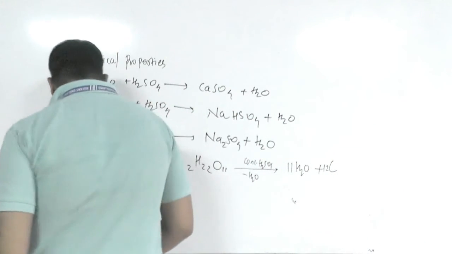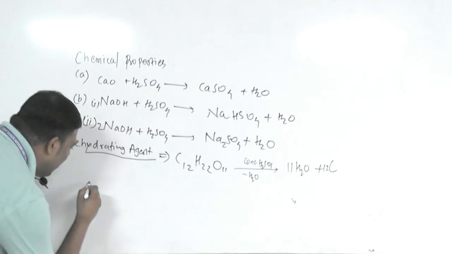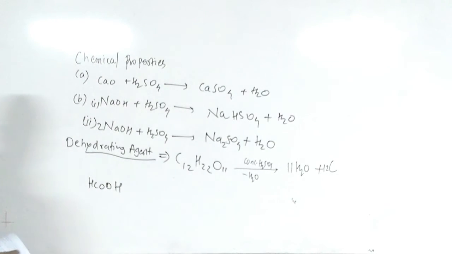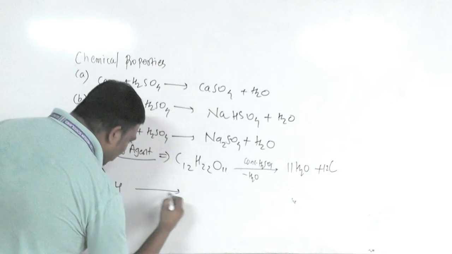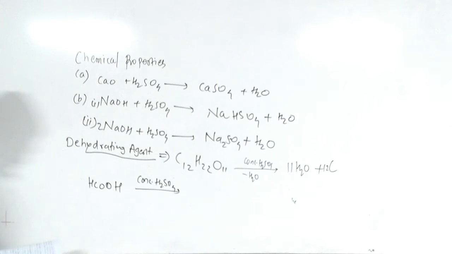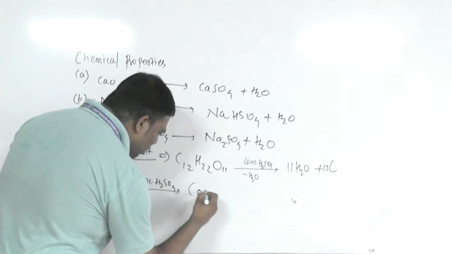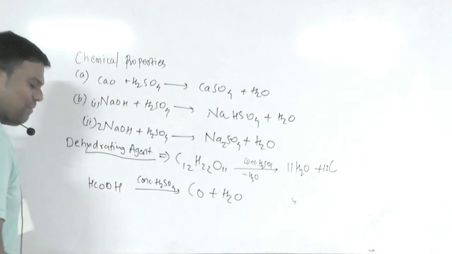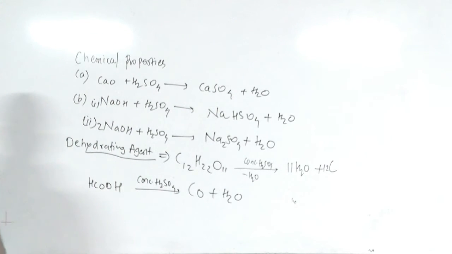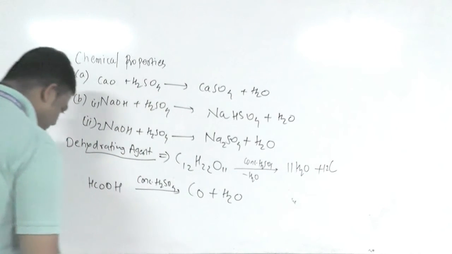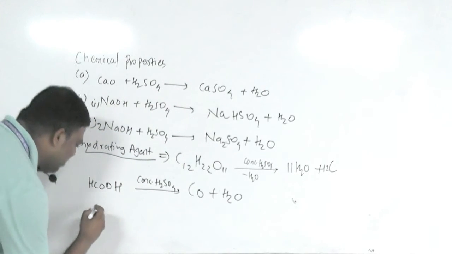Next we will discuss the next reactions. See here, HCOOH. What is HCOOH? Formic acid. When you use the dehydrating agent, the concentrated H2SO4, what will you get? You will get CO plus H2O, and this water is absorbed by the acid. I hope you understood this. Next, we will discuss the next one also.